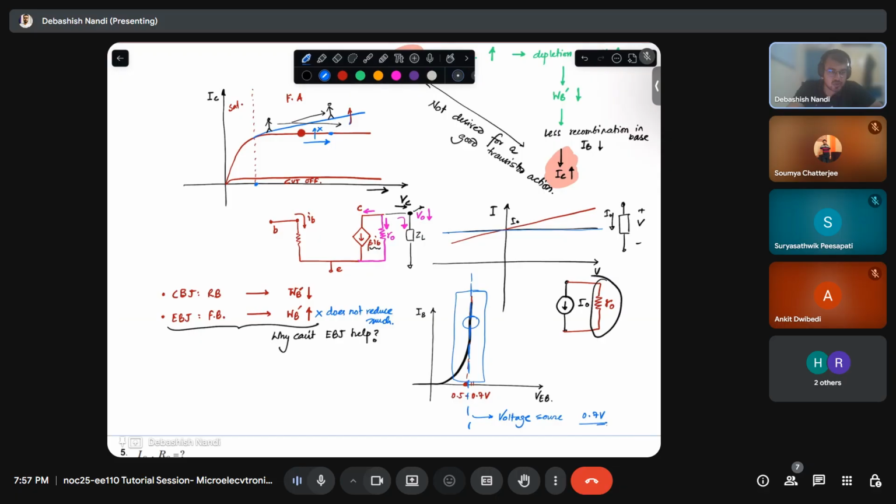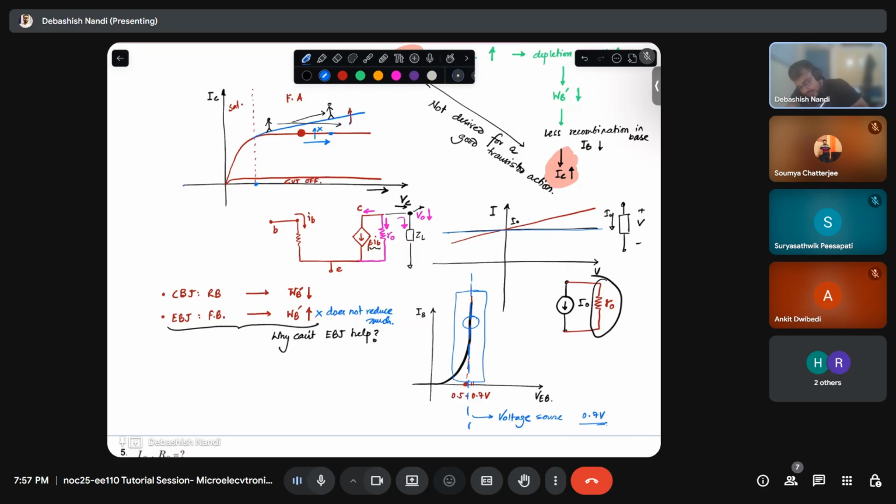And the way to do that is to dope the collector region adjacent to the base lightly with respect to the base, so that the entire depletion region can be on the collector side. Even if you increase your collector voltage, the depletion width increment will be mostly on the collector side, so that your WB dash does not get affected.